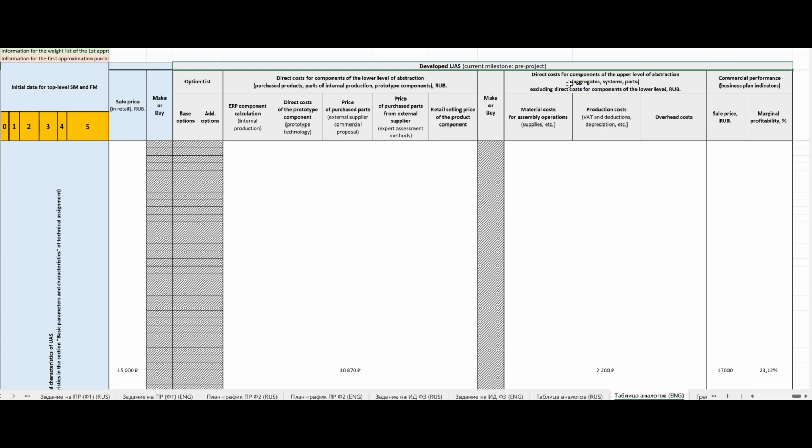The general structure of the block developed unmanned aircraft system at current milestone pre-project is similar to the structure of the classical calculation of internal production, with the following differences due to the use of value analysis and value design engineering methods. The block direct costs for components of the lower level of abstraction is an analog of the section material cost of the classical calculation.